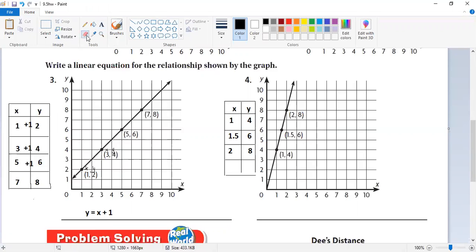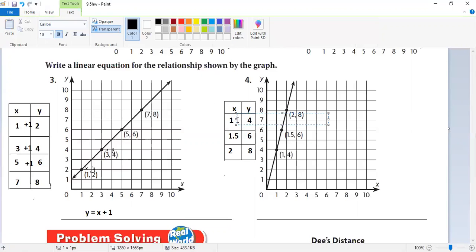So let me erase this part. That's an extra part. We don't need this. Okay, so now first let's check what has happened to x to become y. So x plus what will give us y? Now 1 plus 3 will give you 4, right? Plus 3 gives you 4.